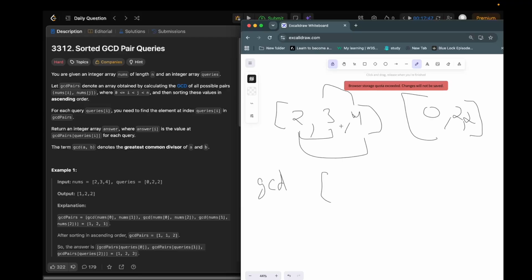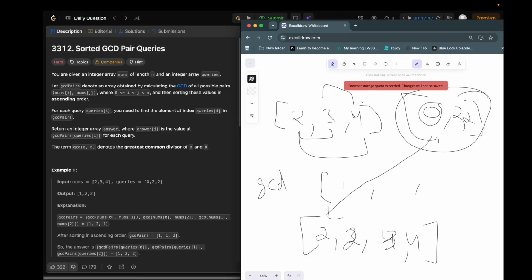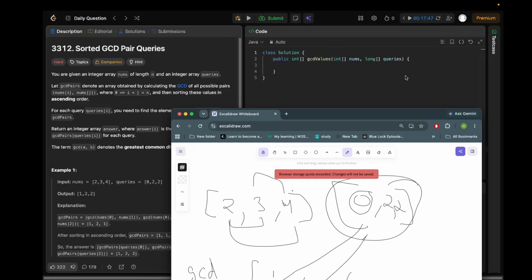And then sorting. So first we have to find the greatest common divisor of all of these, get each of the values, and then sort it. After sorting, let's for now assume we get 2, 3, and 4 or something, and another 2, 2, 2, 3, 4. Let's say this is what we get, and then for each query i, you need to find the element at that index. We find the element, return the answer array where answer[i] is the value at that index. So for these queries, I need to find the correct values.